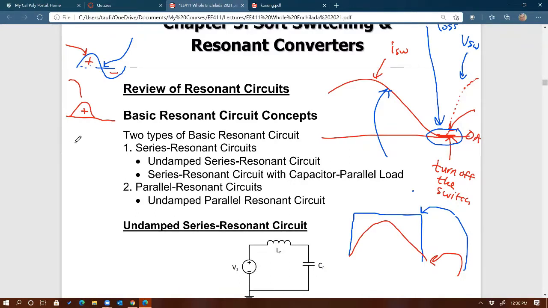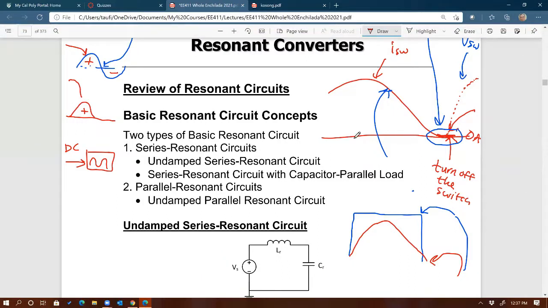In this case, we have DC input, but we want to create a sine wave within the converter. So the input to the converter is DC, but we want to create a sine wave inside the converter. How do you do that? Well, you're not going to be using an inverter because that's going to be too much. As you remember from EE411, in order to get an inverter, you need at least 4 switches. That's too much, right?